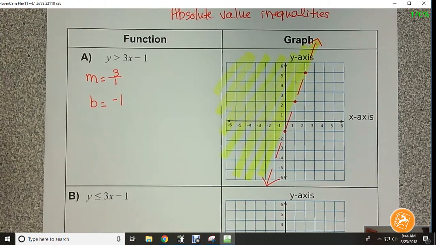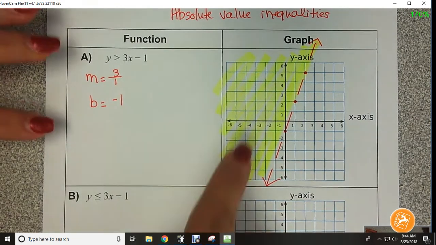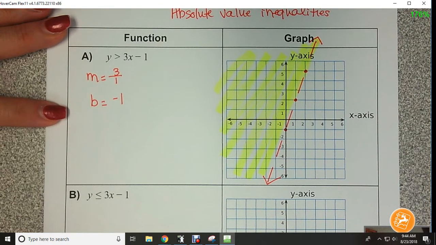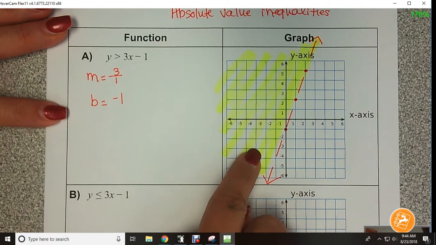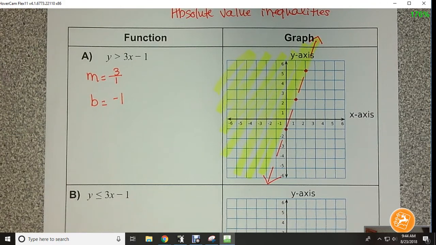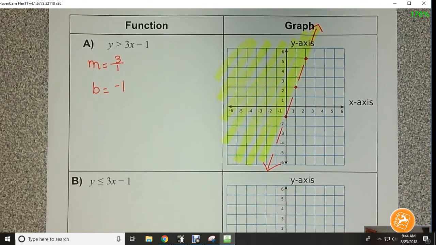Any point in that highlighted, shaded area can be plugged in and will make that a true statement. For these, your graph is the answer. You won't have something to put in an answer blank. Your graph is the answer, and that's it. So let's take a look at problem B.